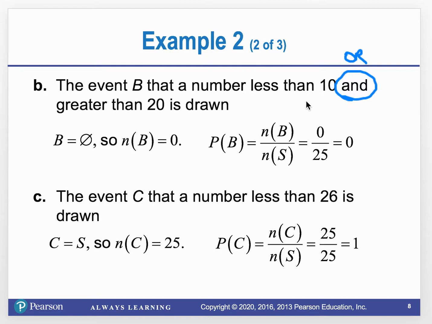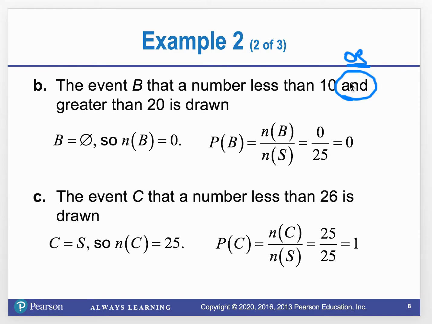No, no such number exists. So there's none like that, 0 over 25. By the way, the denominator is going to be 25 on every single question asked about the set of numbers 1 through 25, right? However, what if it had been an or here?